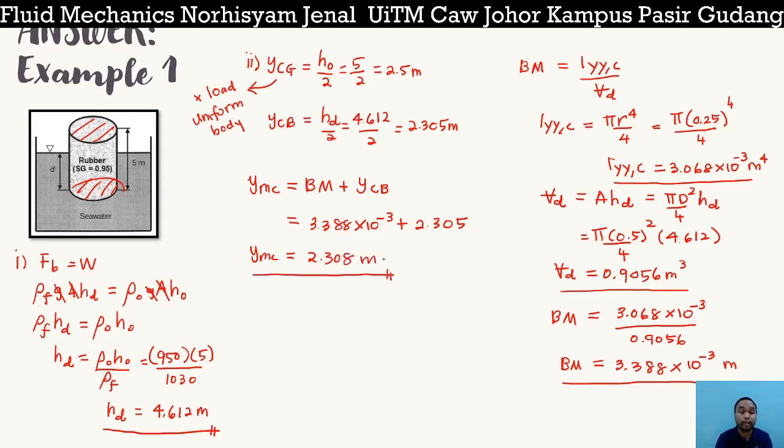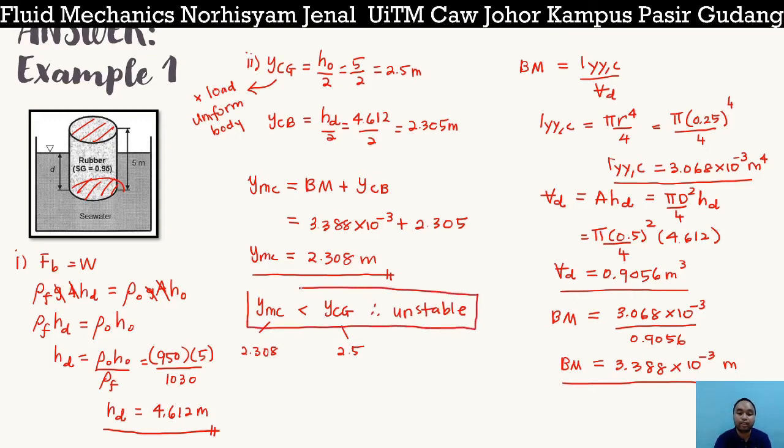Alright, we are not done yet because the question asks us whether the body is stable or not. So we need to compare your YMC and your YCG. By comparing those, we see YMC is 2.308 while YCG is 2.5 meter. So YMC is lower than YCG, thus the body is unstable. So what will happen? The body will have a tendency to move to the left or to the right because it is unstable.